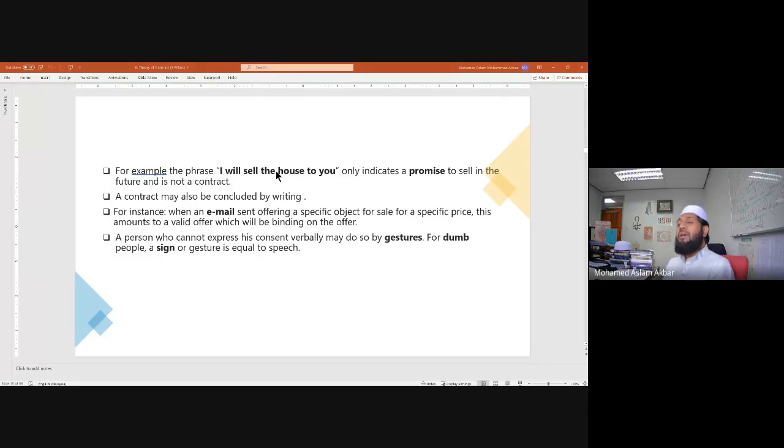A person who cannot express his consent, for example someone who is dumb or cannot speak, can also use gestures. For example, like this: I like this, I okay, I take it. So any kind of gestures or signs that they show will be equivalent to speech. So this is for the people who cannot speak.